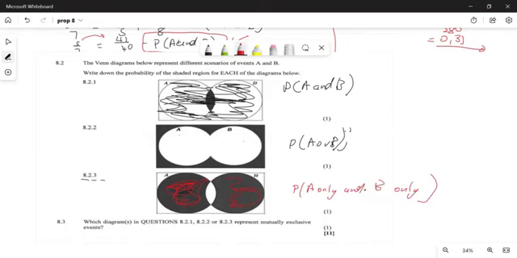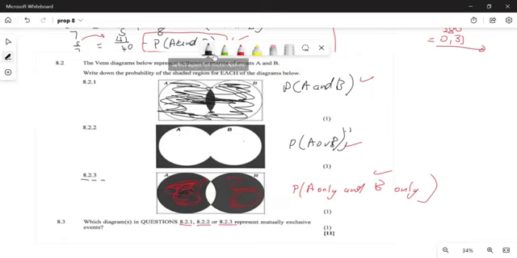They're giving us 1 mark for this, 1 mark for this, and then 1 mark for this. Okay, let's go to this one here then. Which diagram represents mutually exclusive events? 8.1.2, 8.2.2, or 8.2.3? Which one represents mutually exclusive events? The last diagram.